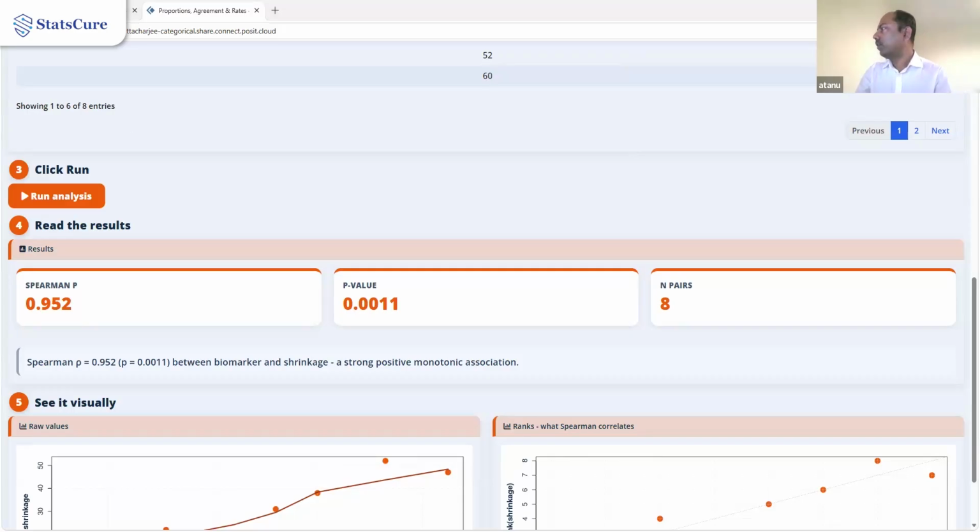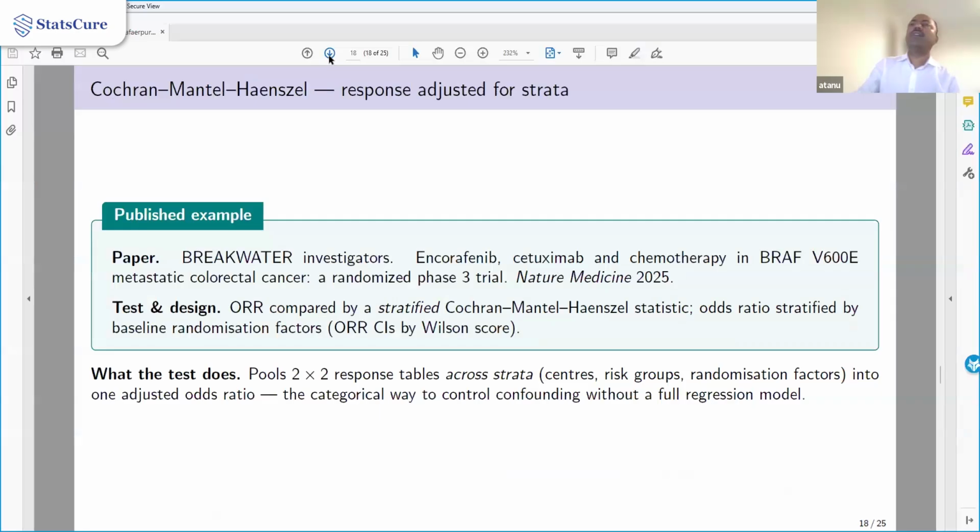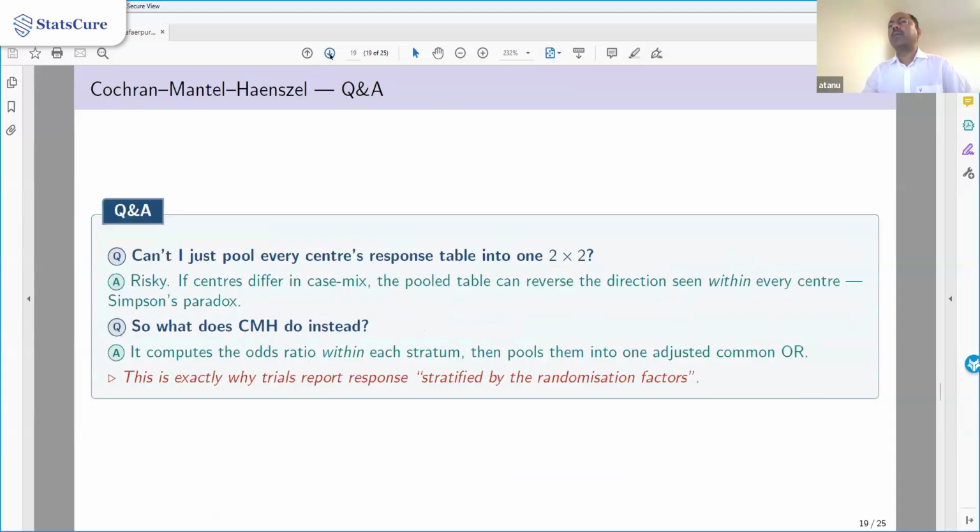Okay, let's go for it, I think we are almost done. The final one is the Cochran-Mantel-Haenszel response adjusted for strata. When we have a 2x2 response table across strata, we can go for an adjusted odds ratio, that categorical way to control confounding without a full regression model. It's not a very often used method, and I would prefer not to use it widely. It is very rarely used, only in specific scenarios.